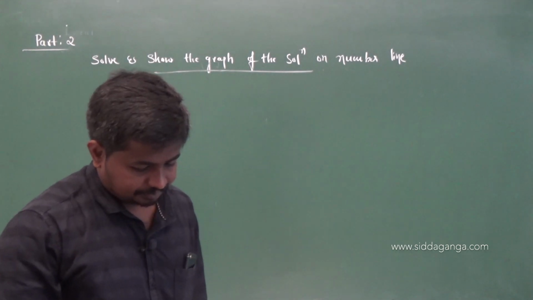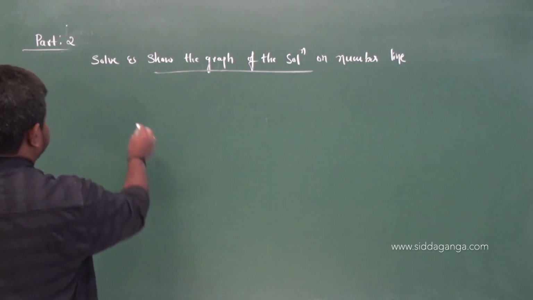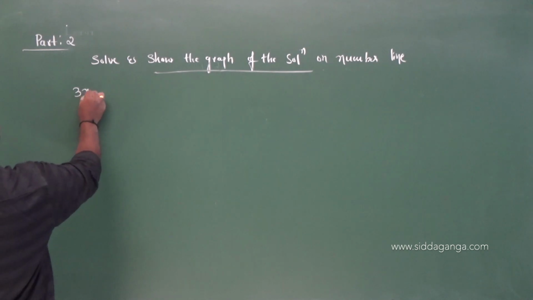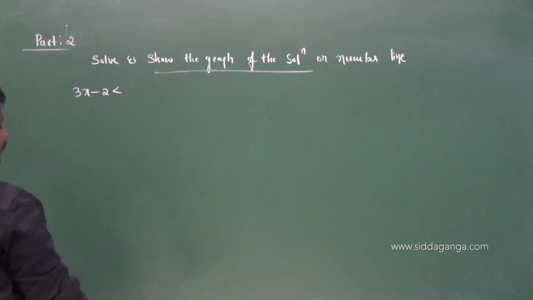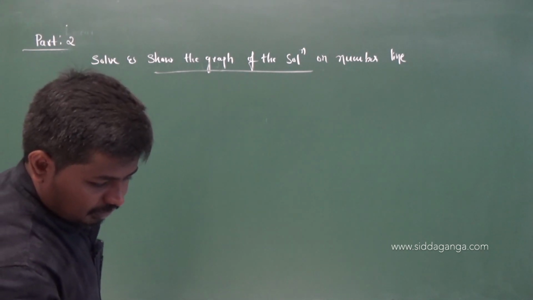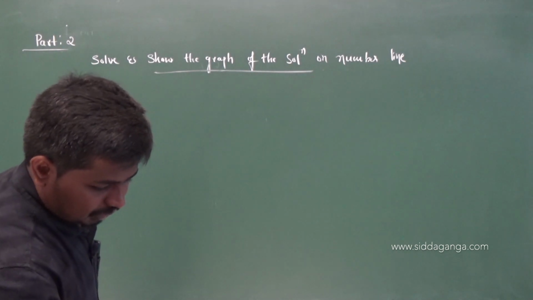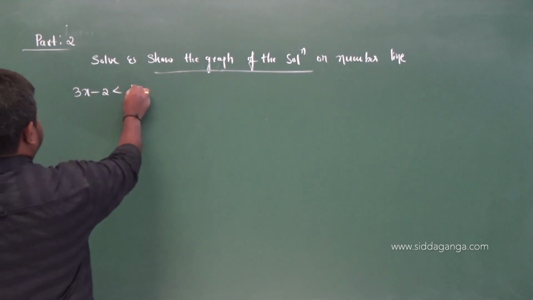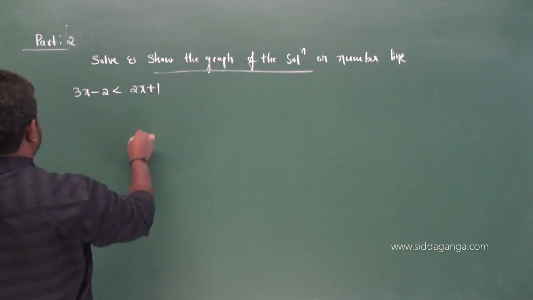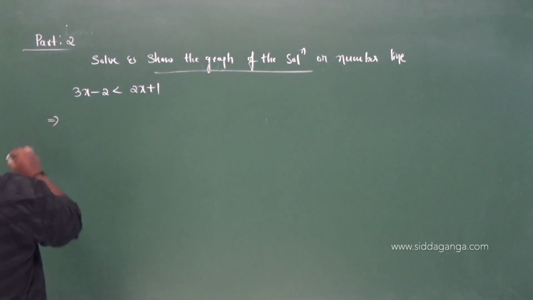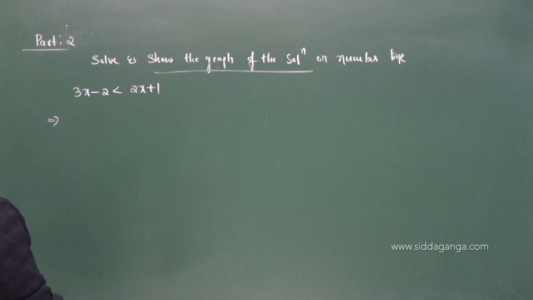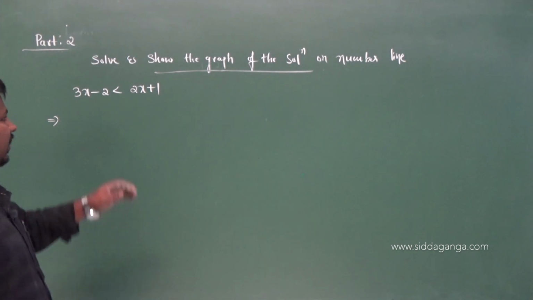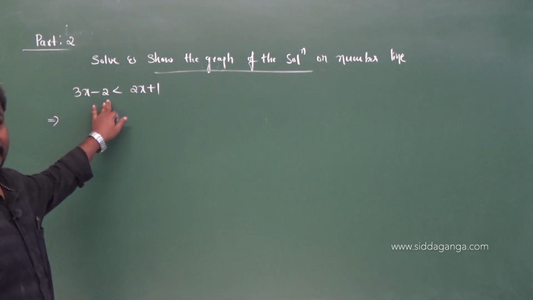3x minus 2 less than 2x plus 1. A simple one, you may get for 2 more questions. It's the same as before, just solve this. Here x is not mentioned, in the sense it is just a real number. I mean here we are solving for a real number x, right?